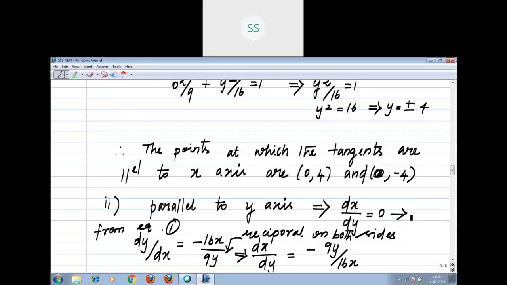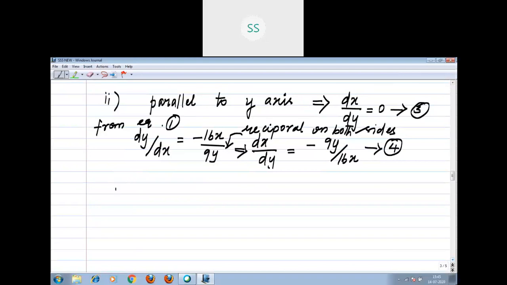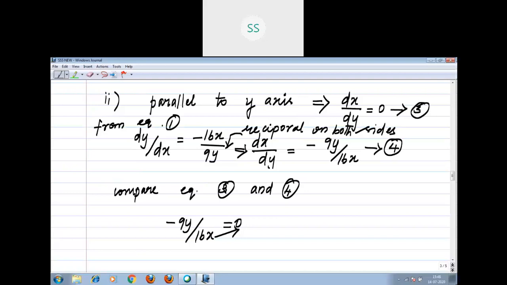This is your equation number 3. Already you gave 1 and 2, no? This is your equation number 4. Now you are going to equate or compare equations 3 and 4. What you can get, you see children: minus 9y by 16x equal to 0. Right? Minus 9y divided by 16x equal to 0.